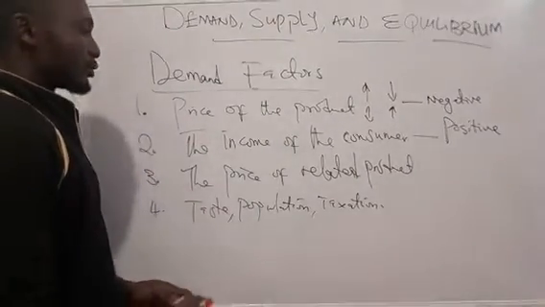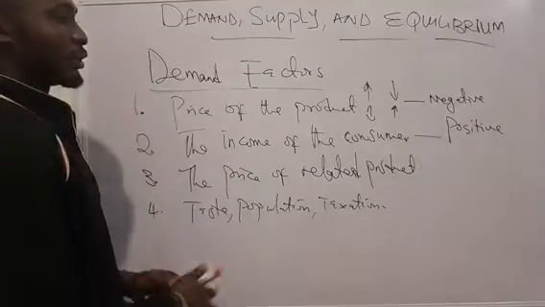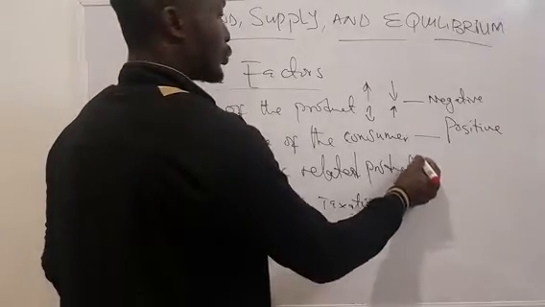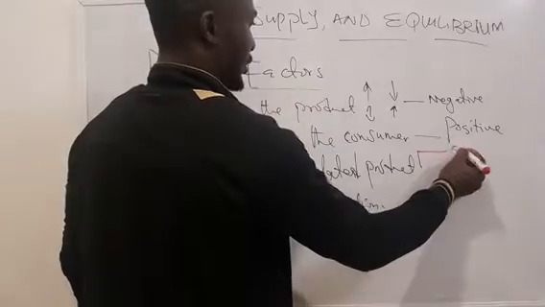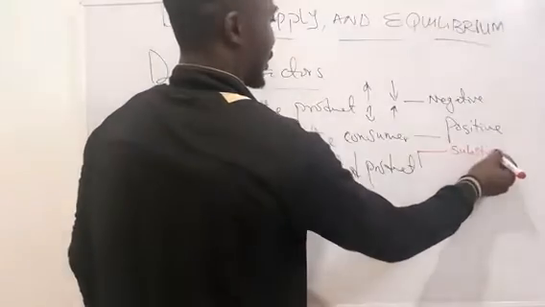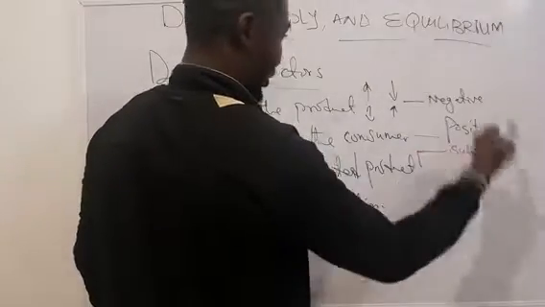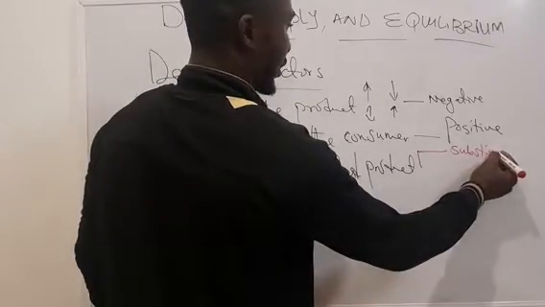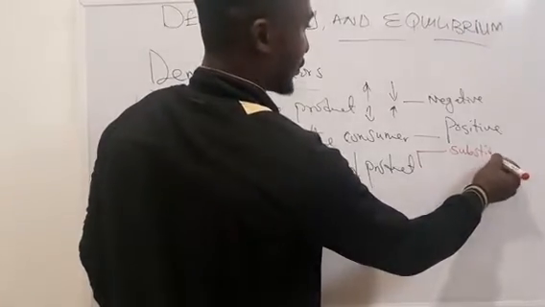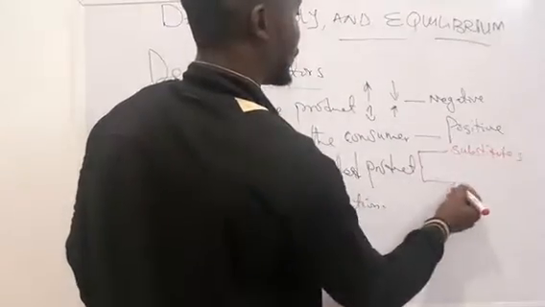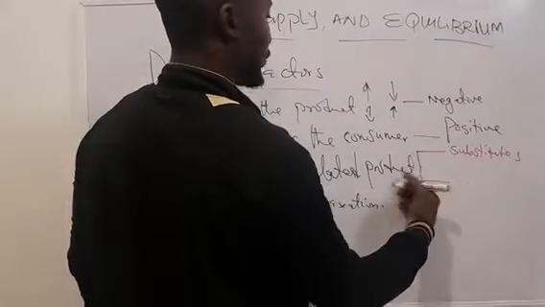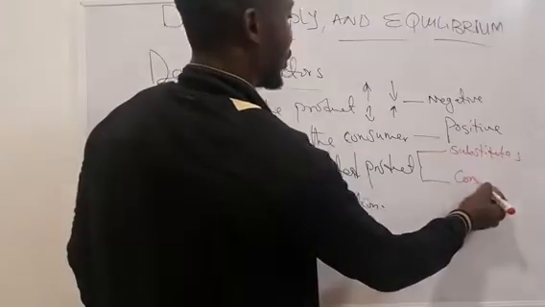Now, with respect to the price of related products, we are going to look at it from two perspectives. The first is if the good we are looking at is related to another product as a substitute, or if it is related as a complement.